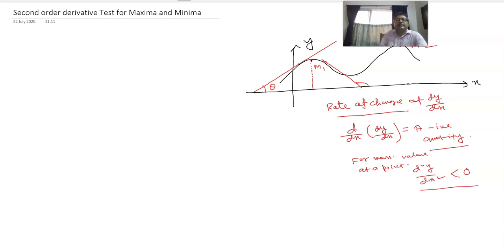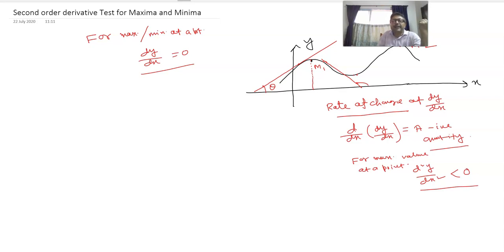But the first order derivative condition remains the same for maxima or minima. The way you used to find critical point, that remains the same. For maxima or minima at a point, we put dy by dx equal to 0. Now, the rate of change of dy by dx is going to be a negative quantity at the point of maximum.